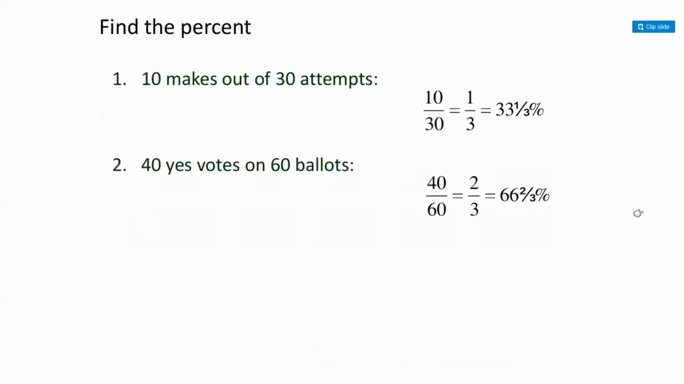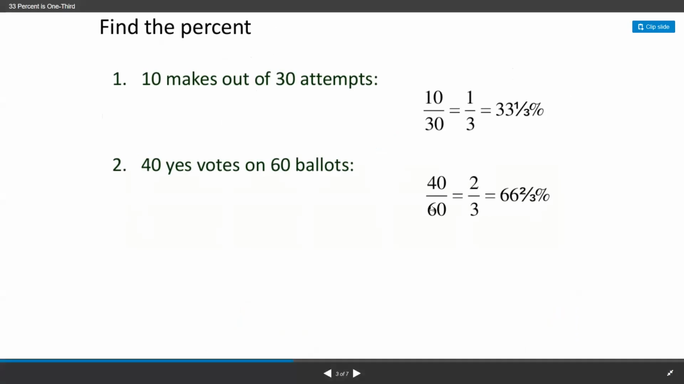10 makes out of 30 attempts. 10 over 30 is 1/3. So this person had a shooting percentage of 33 and 1/3%. 40 yes votes out of 60 ballots, 40 over 60. If you divide top and bottom by 20, you get 2/3, which is 66 and 2/3%.